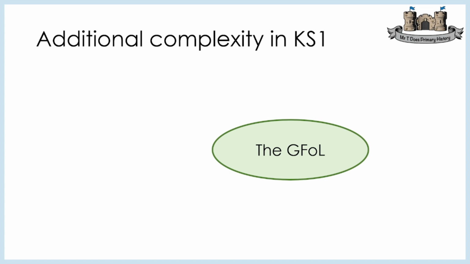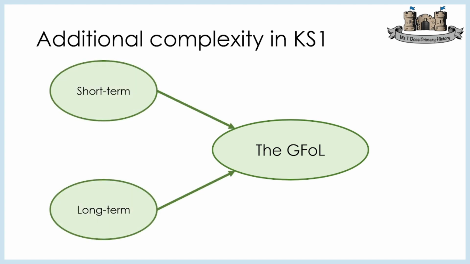Additional complexity in Key Stage 1. Formal history begins in Key Stage 1, therefore the learning will be historically focused from this point onwards. It's important that children understand that they will encounter multiple causes or consequences. In this example, causes of the Great Fire of London could be classified into short-term and long-term. The same could be true of consequences of the fire.